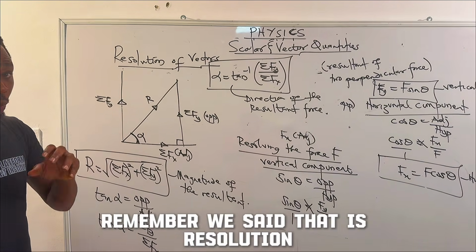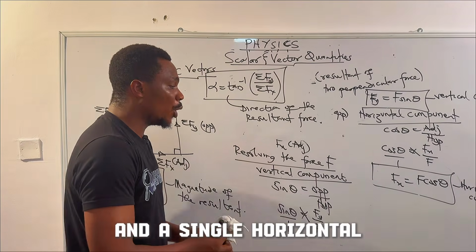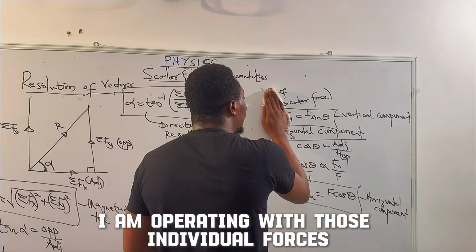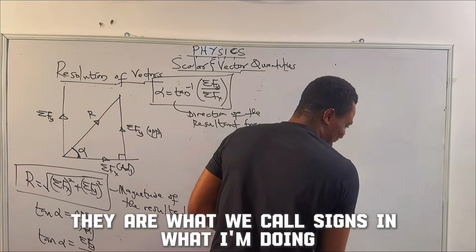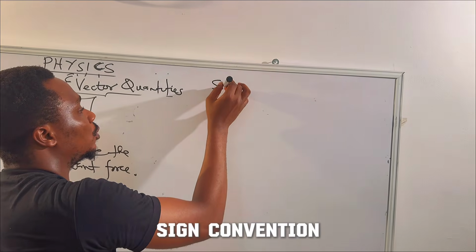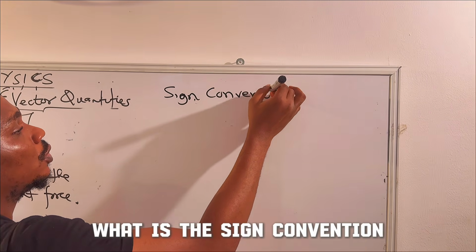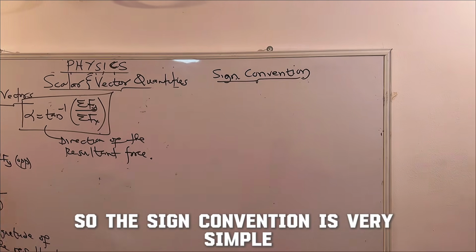Then, after we have established this, before we even come to any of these, remember we said that it's resolution. When I'm resolving the force to a single vertical and a single horizontal, I need to understand the individual forces I am operating with. Those individual forces have what we call signs, which we call the sign convention. What is the sign convention? The sign convention is very simple.